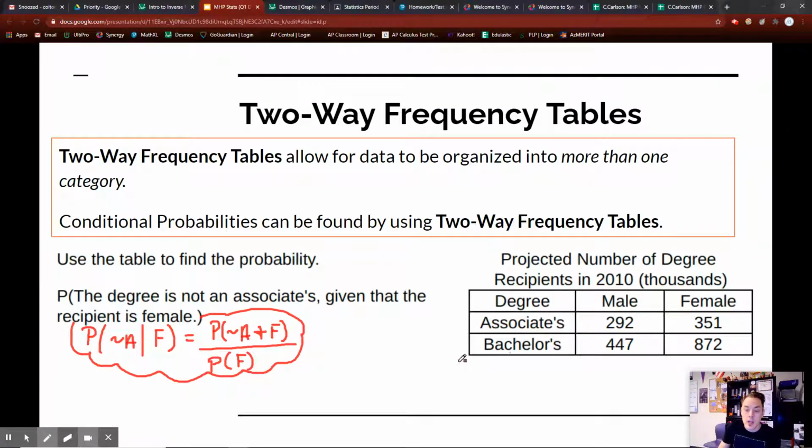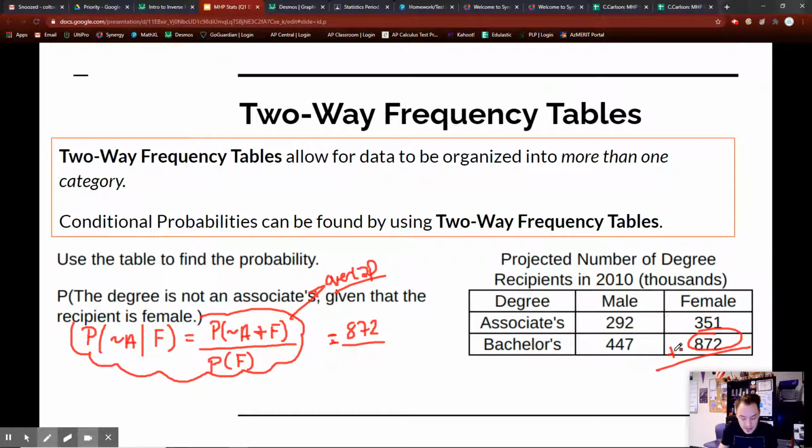So if you're not associates, that means you are bachelors, right? So the bachelors and female. So what's my overlap? This is the overlap, remember that. So this overlap is right here, okay? Bachelors and females, so I have 872, all over those who are female. Now, the problem is we don't have a total here. So that means we need to actually total this up.